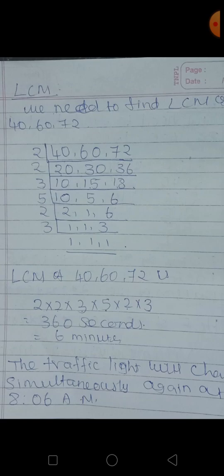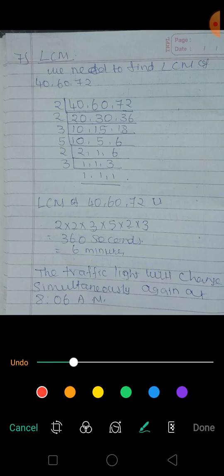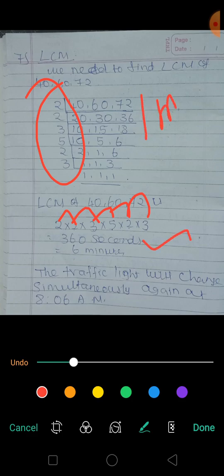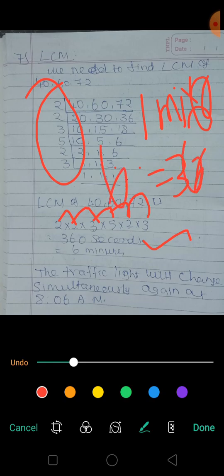LCM means you have to multiply all the factors. Factors means the left hand side values; multiply all of them. 2 twos are 4, 4 threes are 12, 12 fives are 60, 60 twos are 120, 120 threes are 360. So 360 seconds. 1 minute has 60 seconds. Now how many minutes is 360 seconds? 6 minutes. That's it.